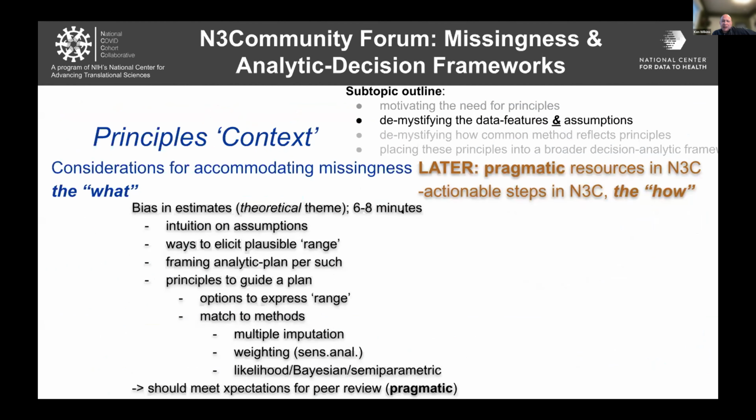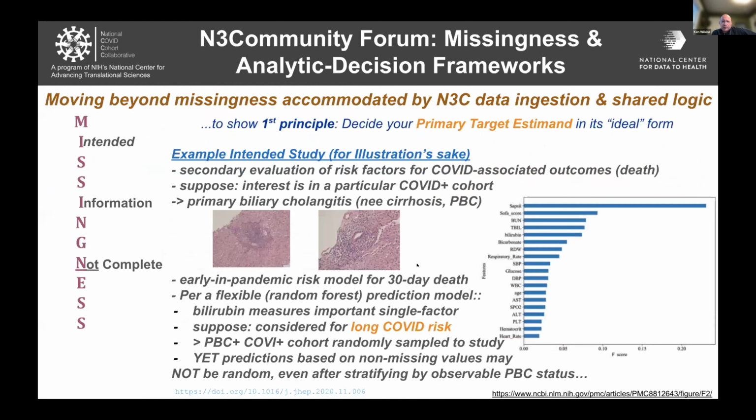So that's the what. I'll round out the picture of the what and demystify a bit of what these data fixtures and assumptions really involve. And later we can get into the how, the pragmatic resources you can have at N3C from Elena and from Harold, as well as other groups that are not listed here, part of the GAP, the Good Algorithm Practice Initiative team of teams.